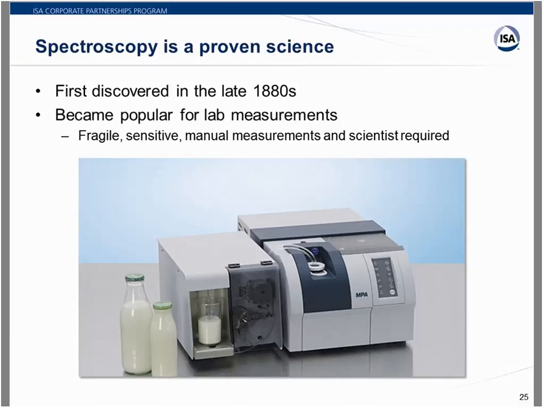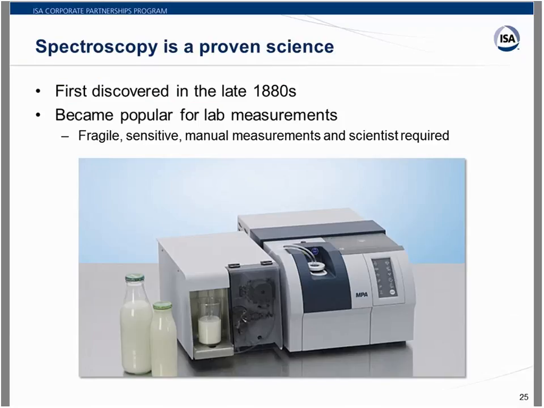Another reason is that spectroscopy is a proven science. It was first discovered in the late 1880s, and it became extremely popular for lab measurements. I don't know about any of you, but I know that all undergrad chemistry students use UV-vis measurements. I mean, UV-vis instrumentation is very widespread.